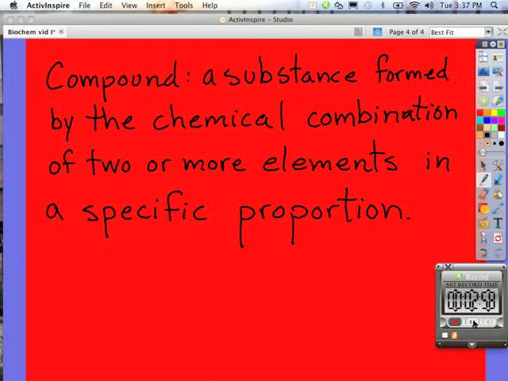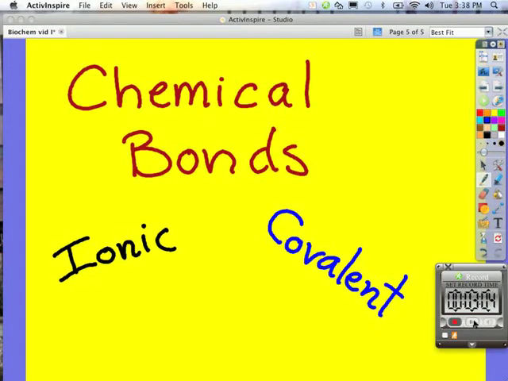Looking further on the page, we see where it says chemical bonds. What are the main types of chemical bonds? Here we have ionic and covalent.